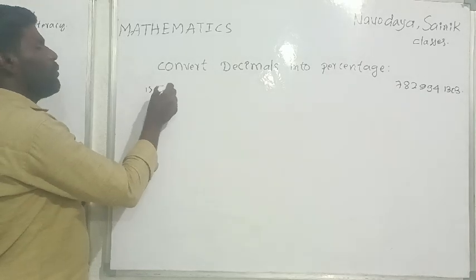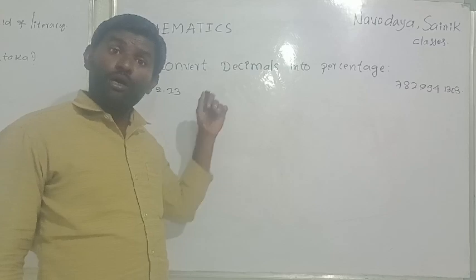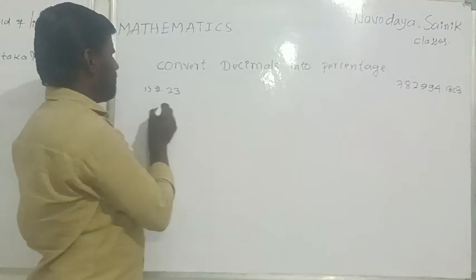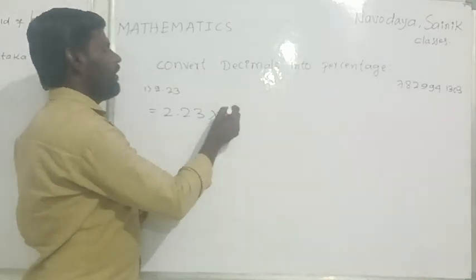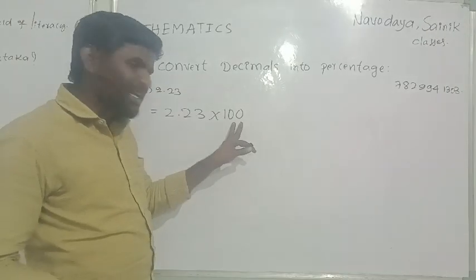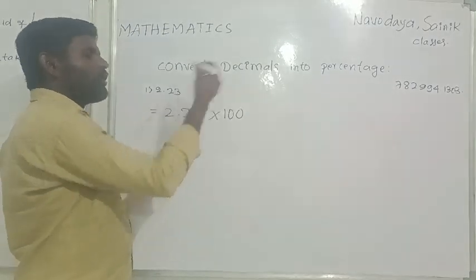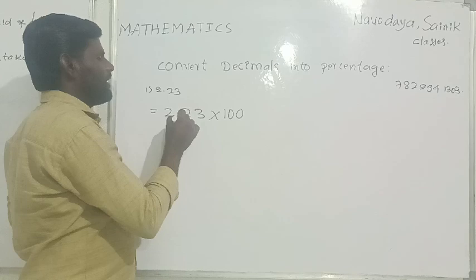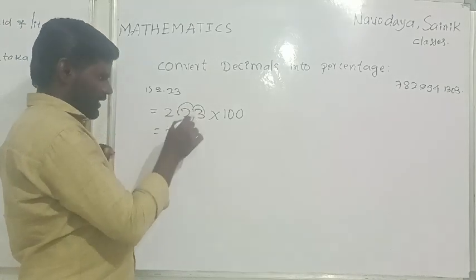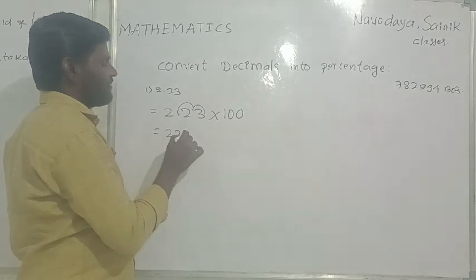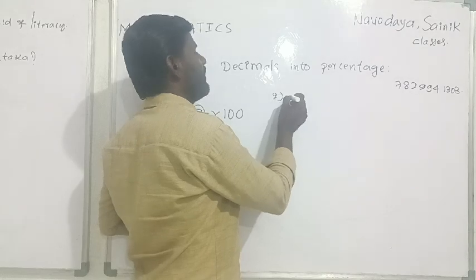Example 1: 2.23. This is the decimal. I need to convert it into percentage. Just multiply 2.23 by 100. Here, how many zeros are there? 2 zeros. Move the decimal point 2 digits ahead, to the right side. 1, 2. Actually, the percentage is 223%.